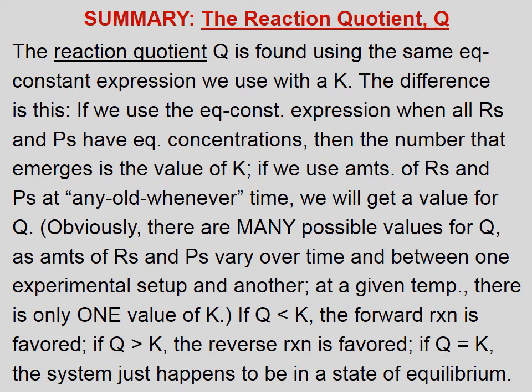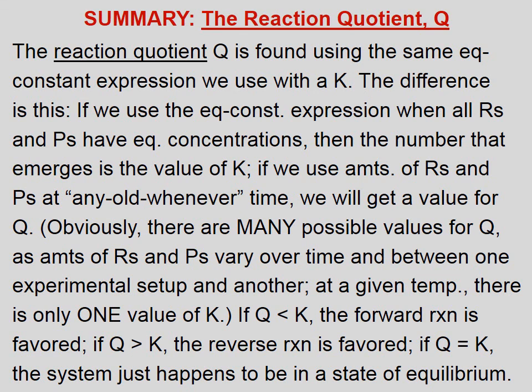Let's summarize the reaction quotient. The reaction quotient Q is found using the same equilibrium constant expression we use with a K. The difference is this. If we use the equilibrium constant expression when all reactants and products have equilibrium concentrations, then the number that emerges is the value of K. If we use amounts of reactants and products at any old time, we will get a value for Q. Obviously, there are many possible values for Q, as amounts of reactants and products vary over time and between one experimental setup and another. At a given temperature, there is only one value of K.